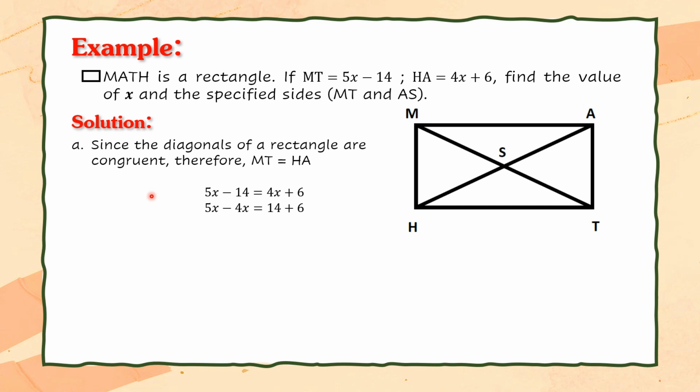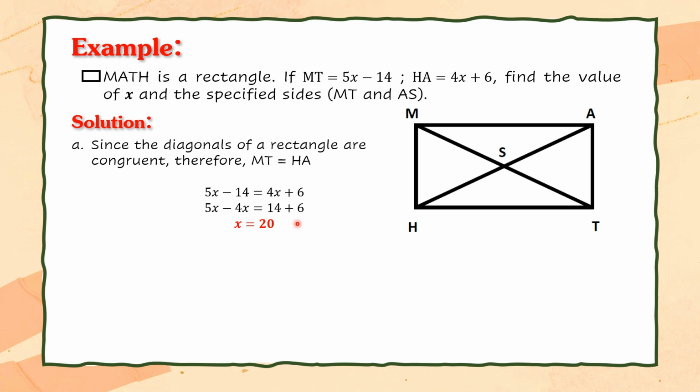Now, solving each side of the equation, let us first solve the left side of the equation. So 5x minus 4x, that will be x. While on the right side naman, 14 plus 6, the answer is 20. So therefore, the value of x is equal to 20.